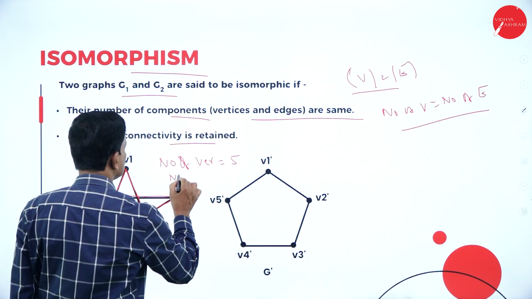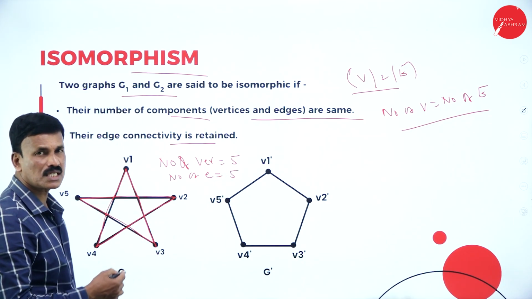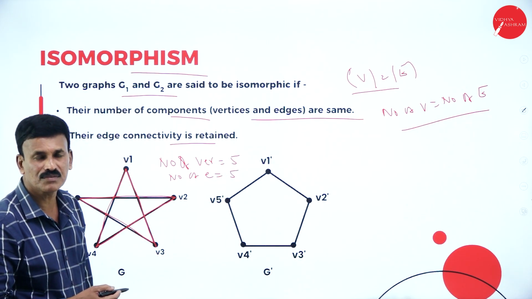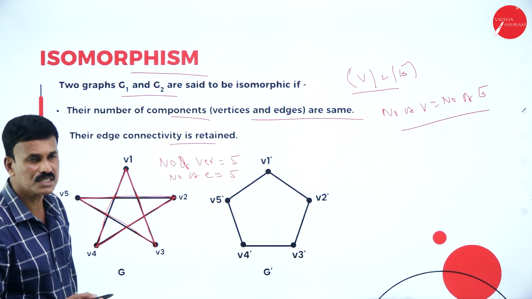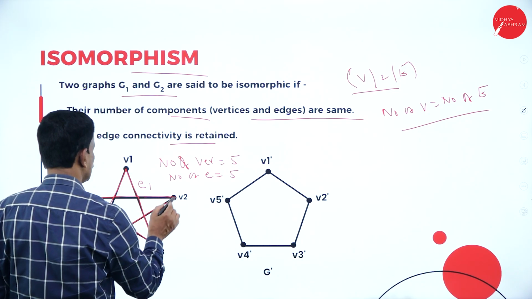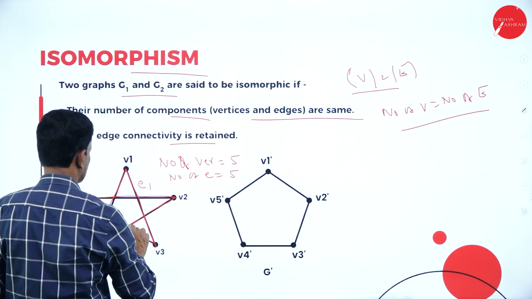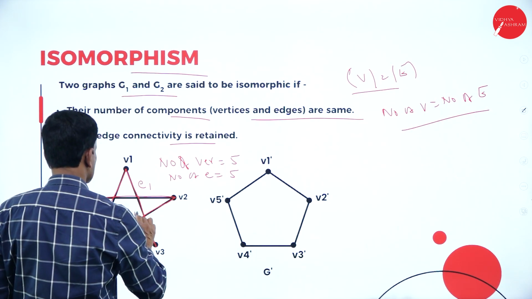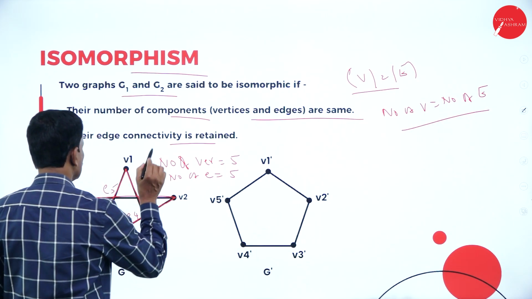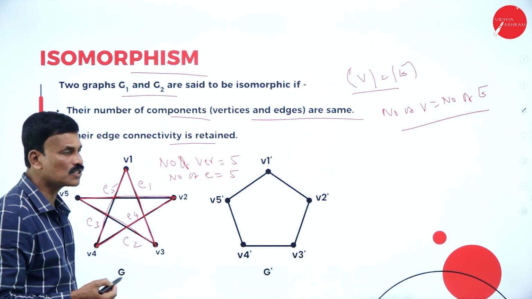So the number of edges is also equal to 5. Therefore, this is an example of an isomorphic graph. That is, the number of edges and the number of vertices are the same. See here, let us consider these as E1, E2, E3, E4 and E5. So 5 edges and 5 vertices are there. This is an example of an isomorphic graph.